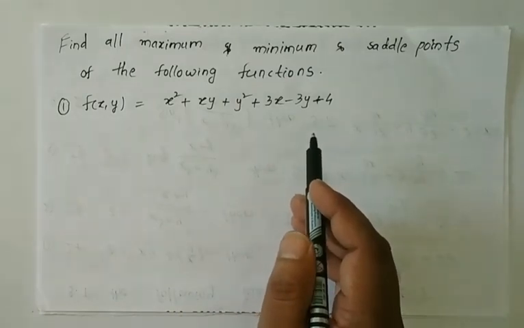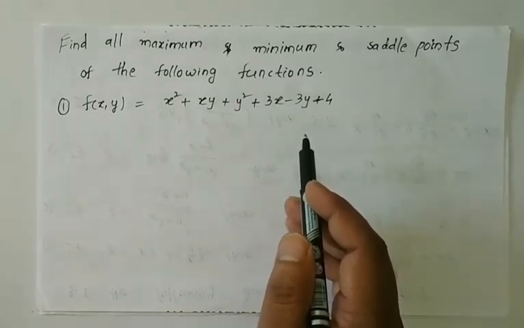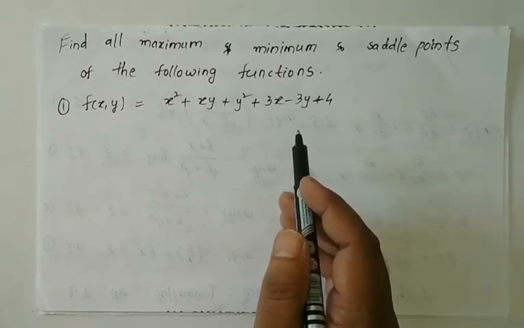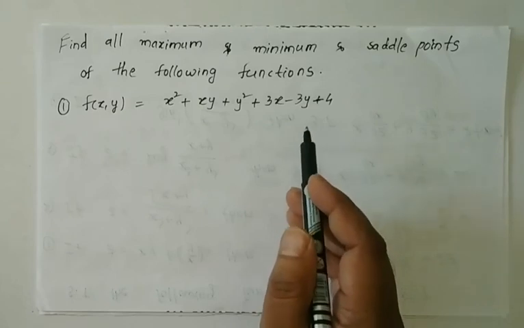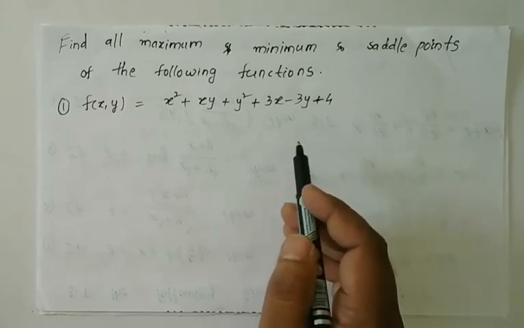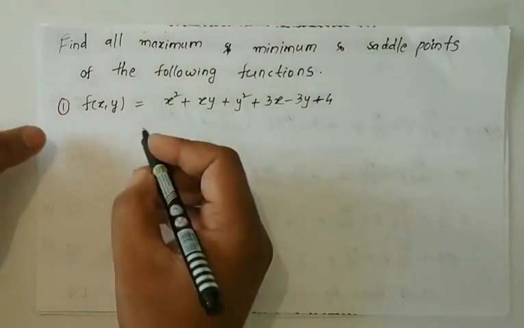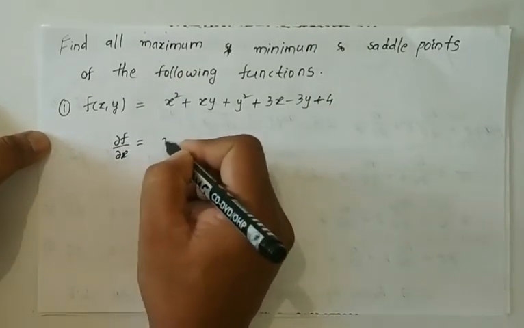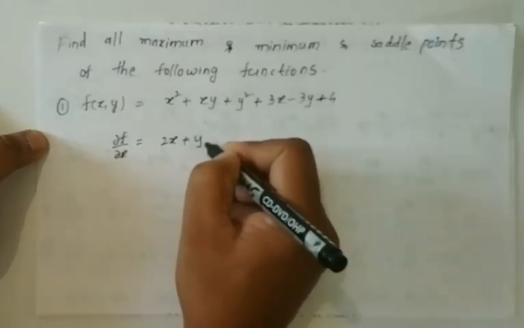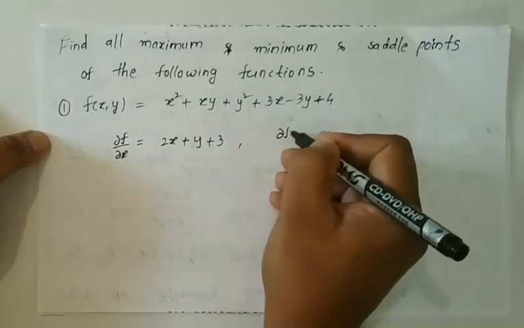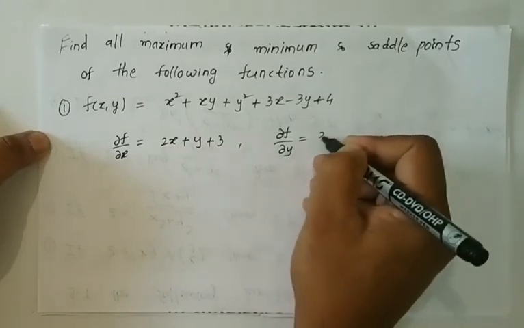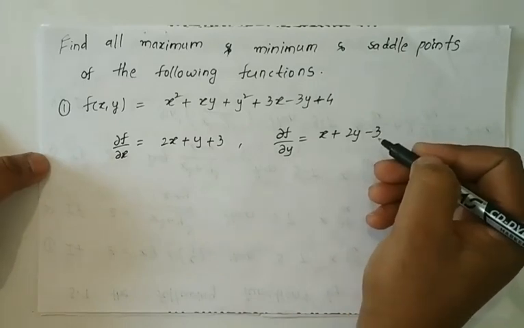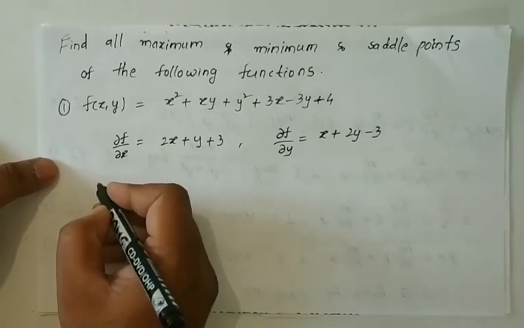So what is the first step? In the first step we have to find dou f by dou x and dou f by dou y. In the second step, take dou f by dou x equal to 0 and dou f by dou y equal to 0 and solve for x and y. That's all. Tell me dou f by dou x. It is 2x plus y plus 3. Dou f by dou y is x plus 2y minus 3. Okay, first step is over. What is the second step?